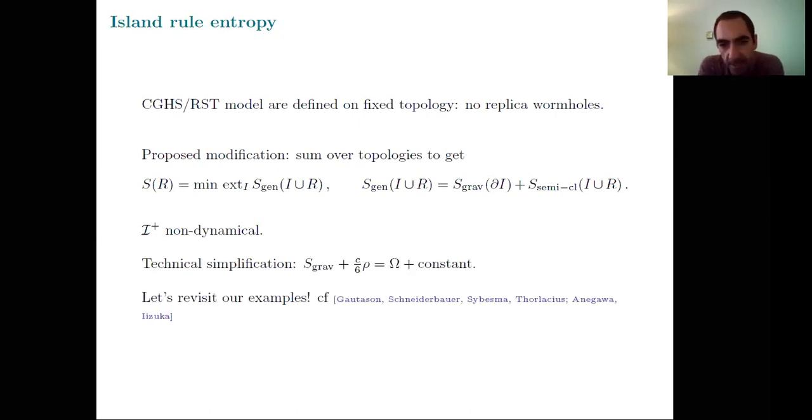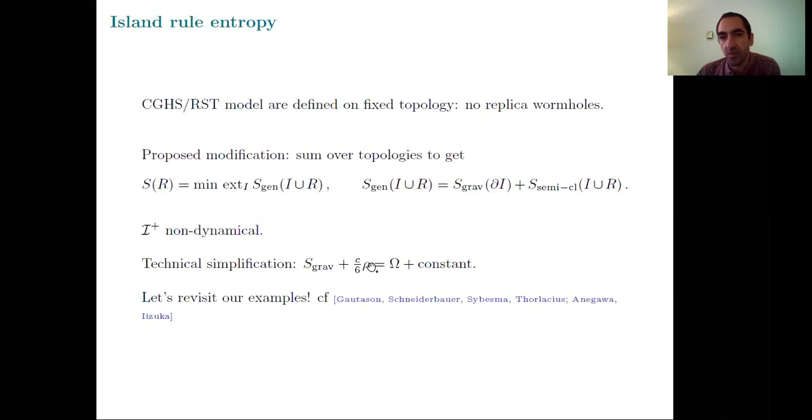And there's a technical simplification in these models, which I find kind of interesting, although it won't be apparent when I present the answers. This combination of the gravitational entropy in this model plus c/6 ρ, where ρ is the conformal factor, gives you the field ω, up to some irrelevant constants, which I was representing in the solutions.